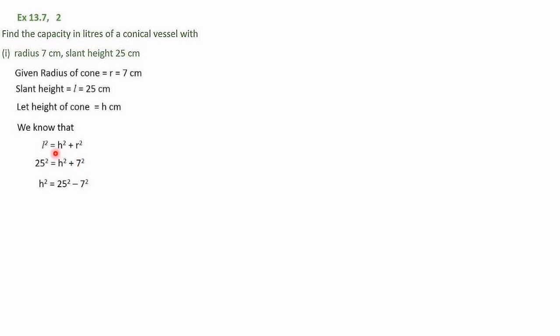Take this 7 square to the left side. So 25 square, this plus 7 square taking to the other side means minus 7 square. So 25 square minus 7 square, we are doing it in a different way. That is by using the a square minus b square formula, we are splitting it into a minus b into a plus b. When we do, here 25 minus 7 is 18. 25 plus 7, that is 32. Then this 18 into 32, we have to take the square root to get h.